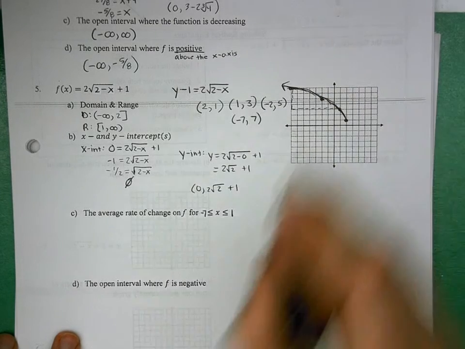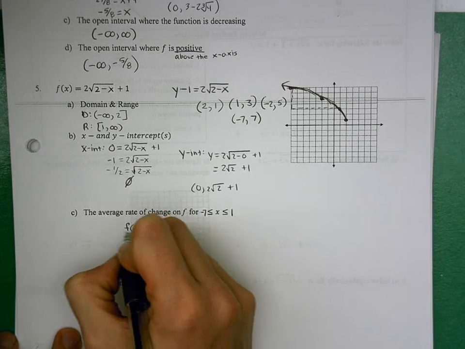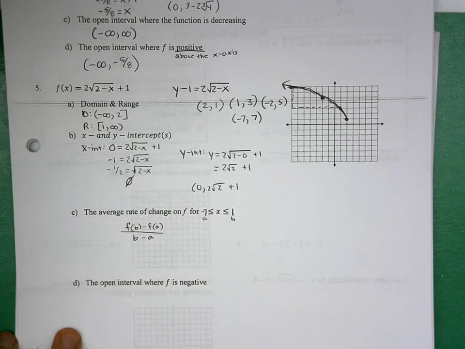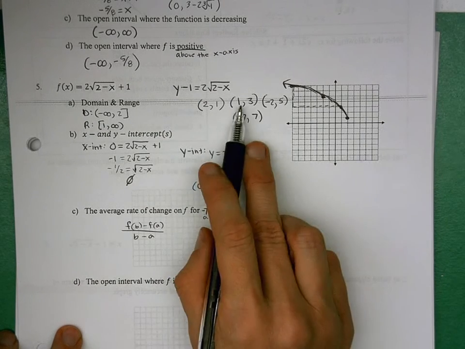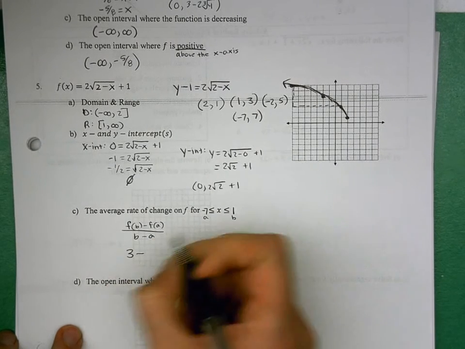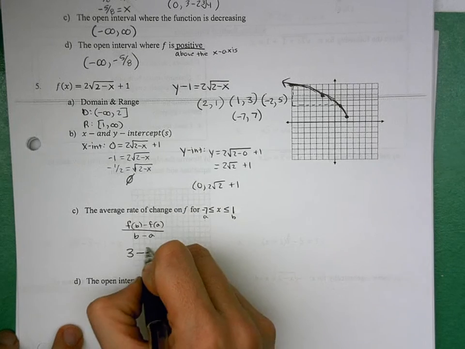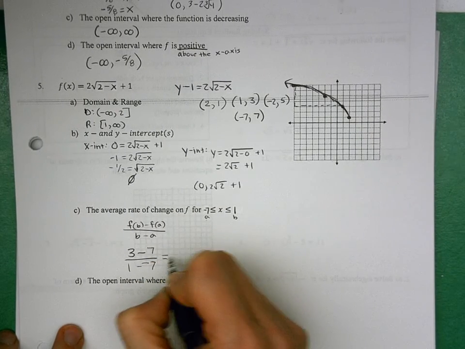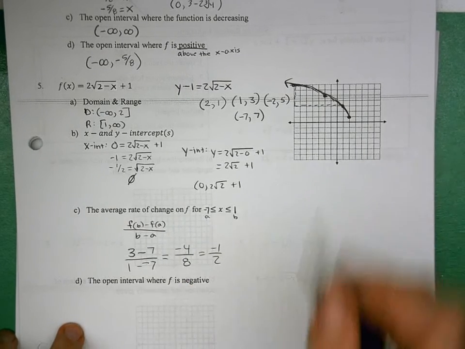Further confirmed by doing our f of b minus f of a over b minus a, where negative 7 and 1 are my a and my b. My y coordinate at 1 was 3. My y coordinate at negative 7 was 7. Over 1 minus negative 7, which is negative 4 over 8, or negative 1/2, like what we see in our graph there.